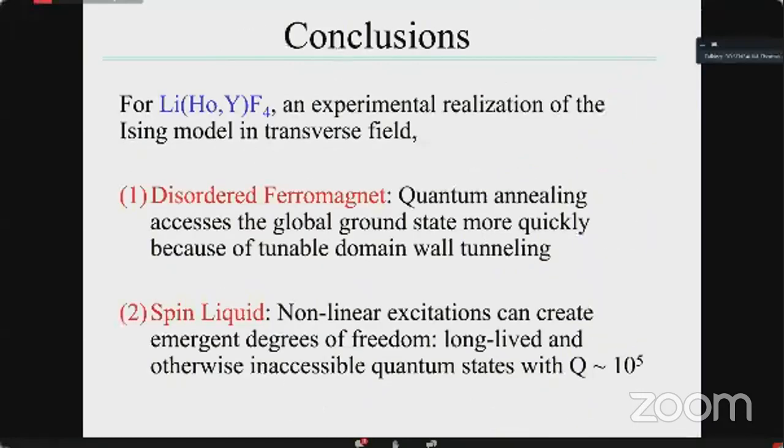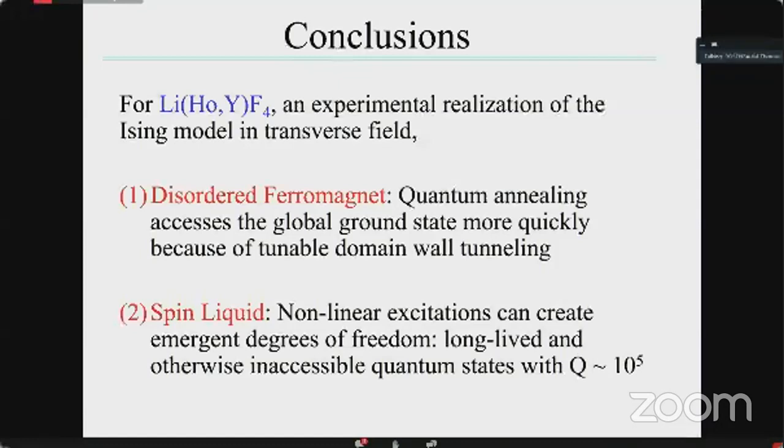This is lithium holmium yttrium tetrafluoride. It's an experimental realization of the Ising model in transverse field. You can look in different regimes. I've told you about 2 of them. One is the disordered ferromagnet. And here the quantum annealing gets you to the global ground state much faster. And we can microscopically model this and tell you about the domain wall tunneling in a quantitative fashion.